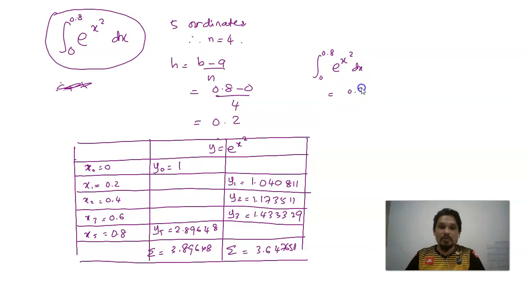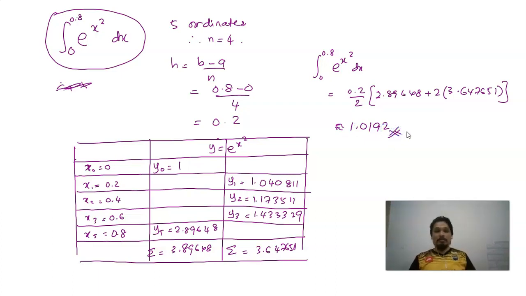Okay, the integral from 0 until 0.8 of e to the power of x squared dx equal to h, which is 0.2 divided by 2, times y0 plus y5, which is 2.89648, plus 2 multiplied with 3.64765. Press the calculator and it gives approximately 1.0192 up to 4 decimal places.